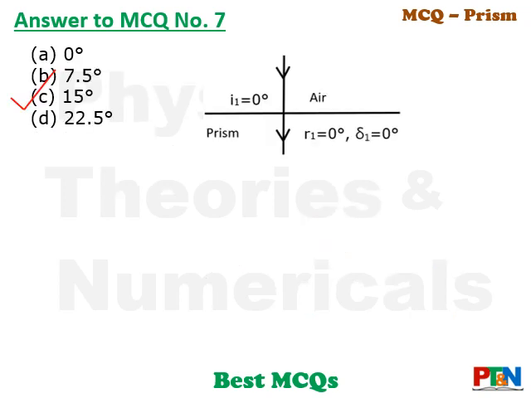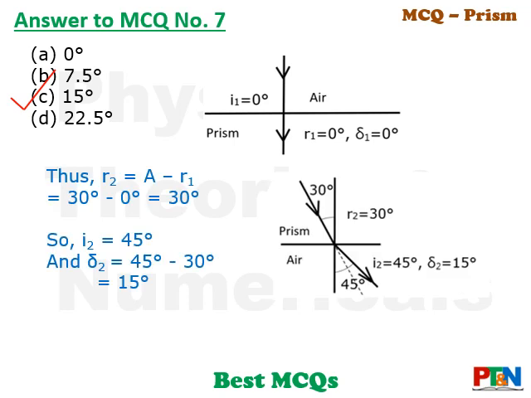Now, let's see what happens here. We have been told that the angle of incidence is 0 degree. That means angle of refraction also will be 0 degree. That is delta 1 is 0 degree. Now we need to find out delta 2. For that, first we need to find out R2. We have been given R1 as 0 degree, so we can find R2 as A minus R1, that is 30 degree.